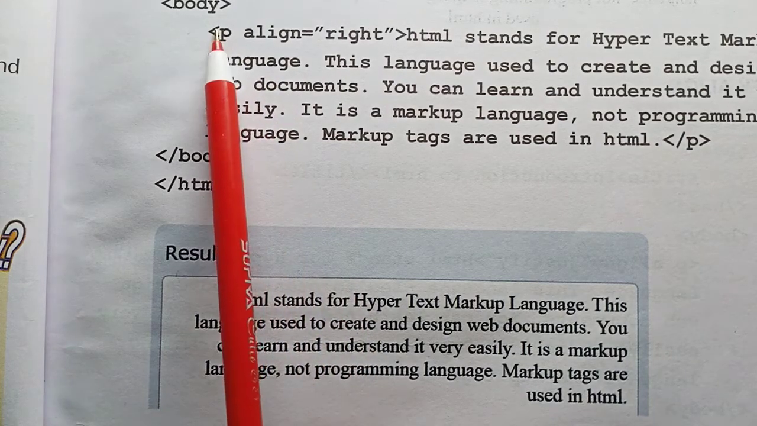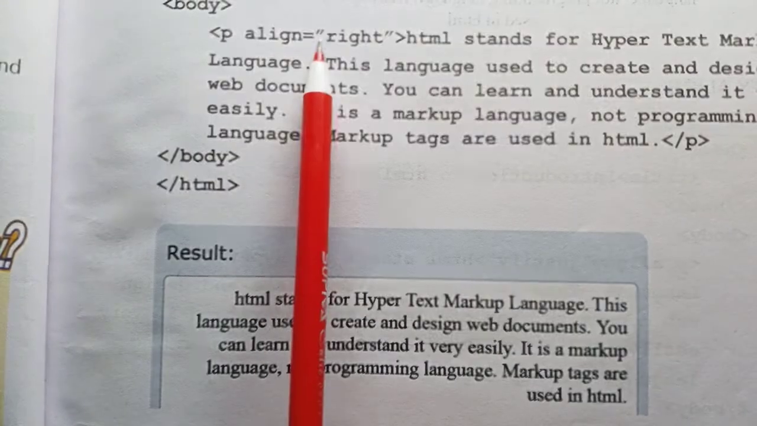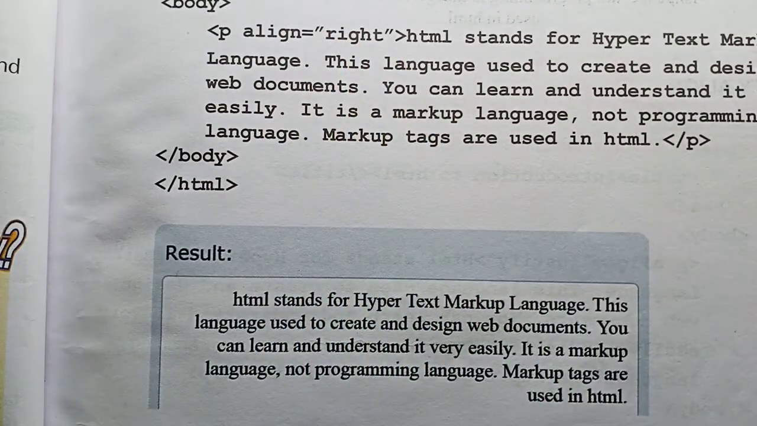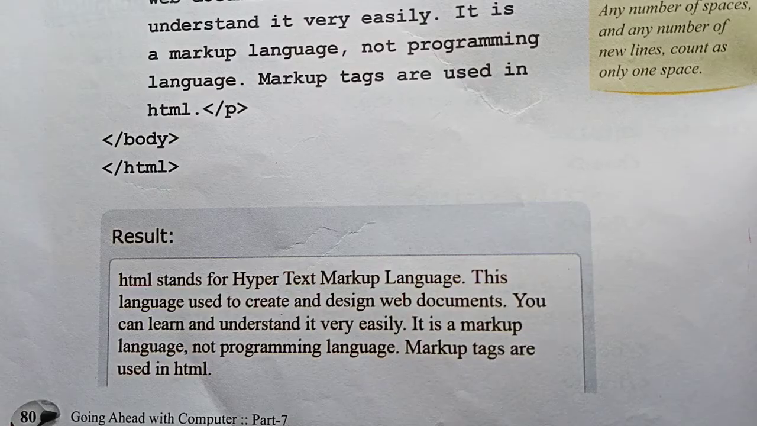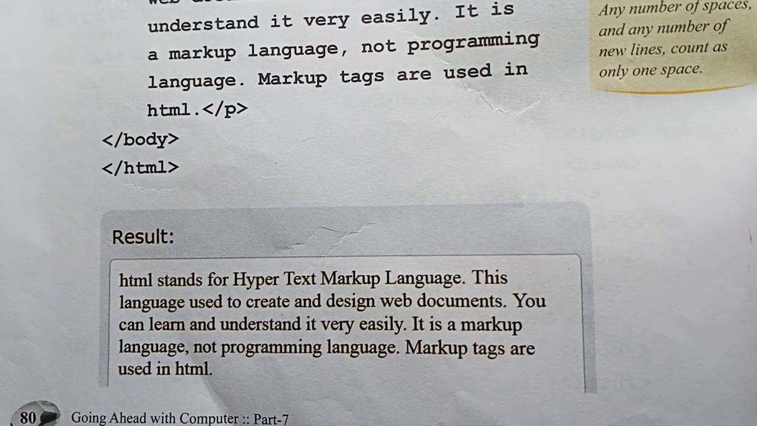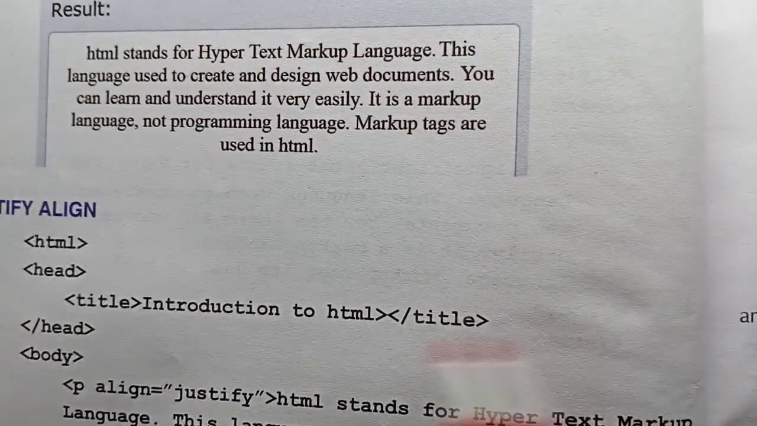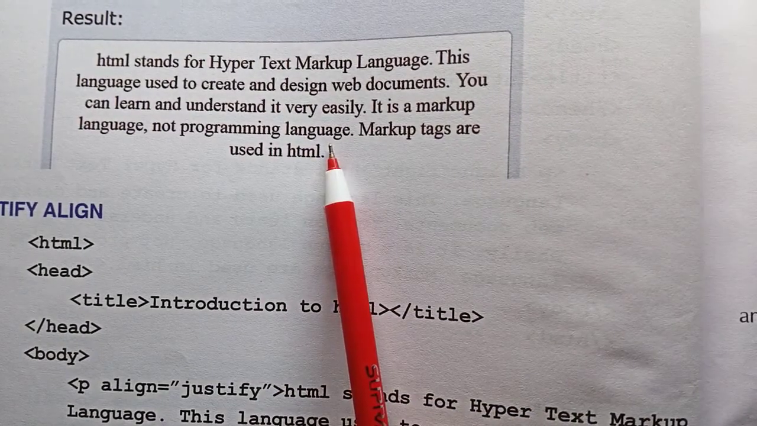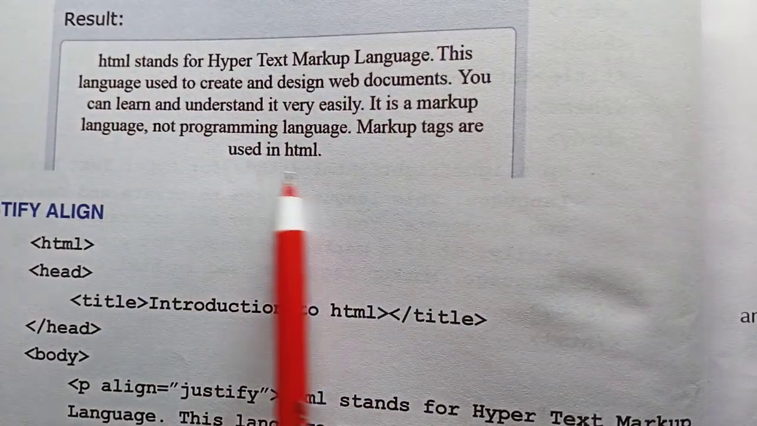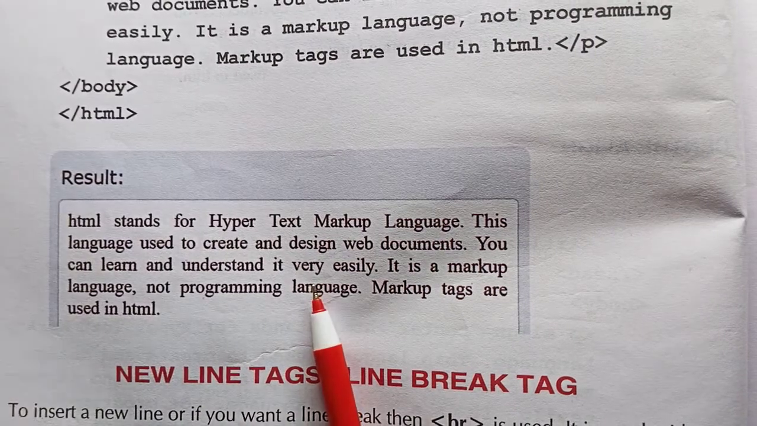that is the P tag, and with the P tag an align attribute is to be added. With the align attribute, in the inverted commas you will write down left, right, center or justified, wherever you want this paragraph to be aligned. And you can see that this is the left alignment, this is the right alignment, this is the center alignment. You can see the whole paragraph is displayed in the center of the page. And this one is the justified alignment.